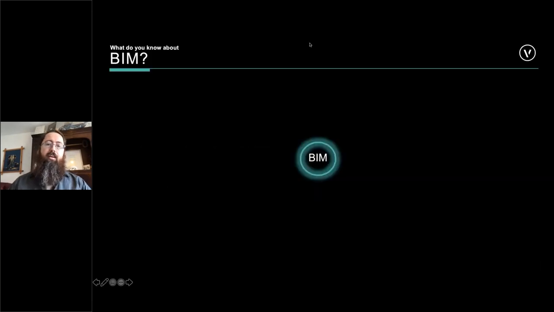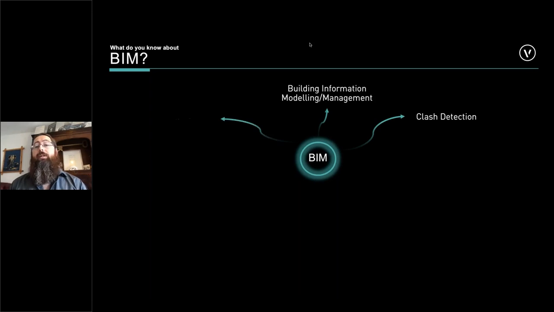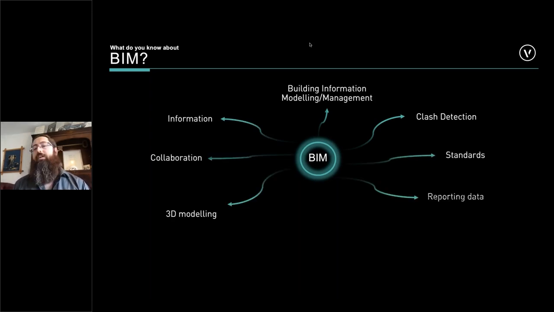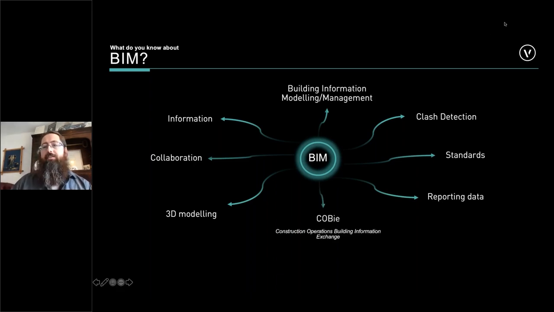So I'm going to start off with what do you know about BIM? Now, there's far too many of you here to actually make this a live question and answer thing, so I'm just going to make it animate itself there. So we've got building information modeling, information collaboration, 3D modeling, clash detection, standards, reporting, and COBie as some of the things that typically come back when I ask this question. Sometimes I get an I don't know, and that's fine too.